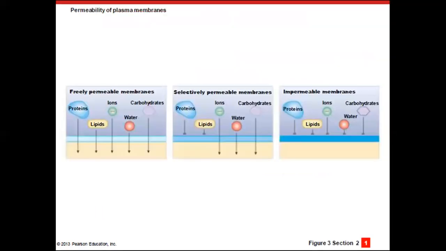Looking at permeability of plasma membranes, like cell membranes in your body, some of them are freely permeable and allow any of these substances to get through: carbohydrates, proteins, fats, ions, and water. Selectively permeable is the property that most of our cell membranes have, where some ions and water can easily get through, but things like proteins and fats can't. And then an impermeable membrane would not be permeable to any of those substances.